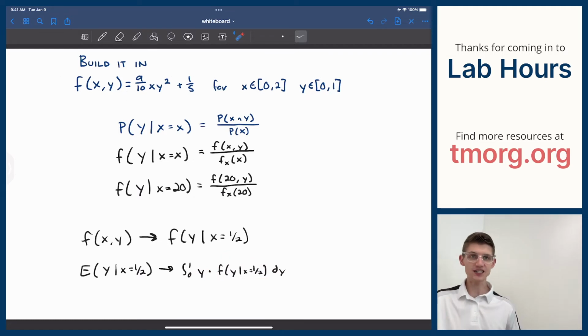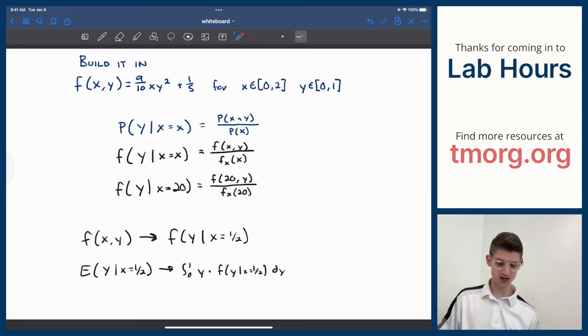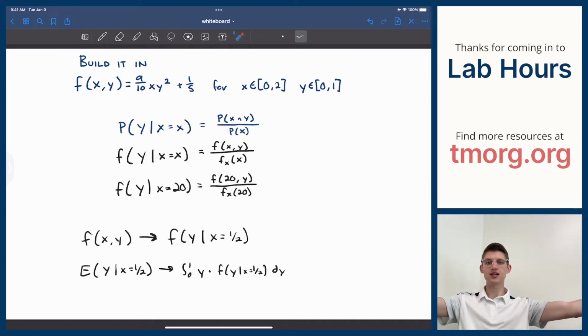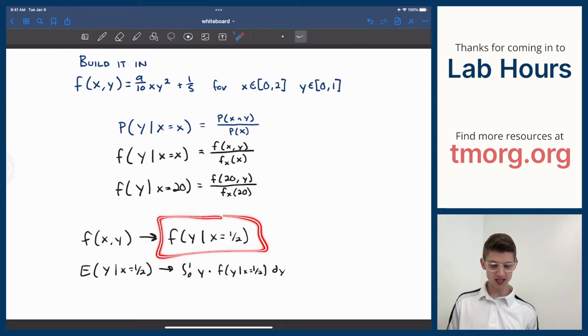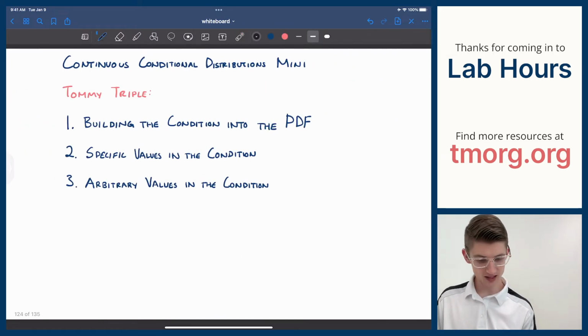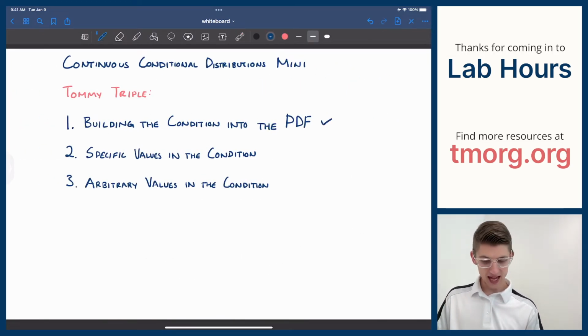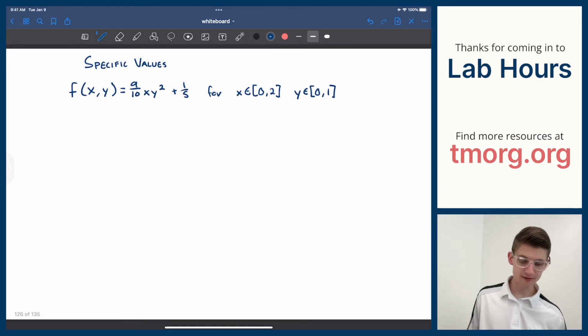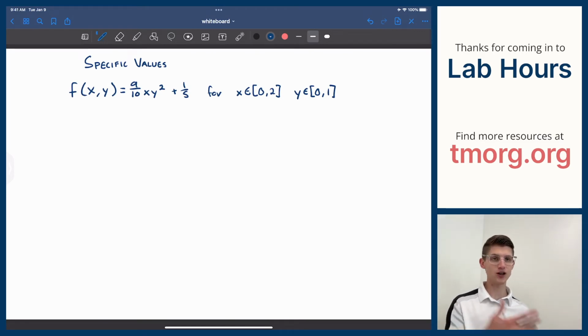So hopefully that's clear to you, and hopefully that doesn't trip you up. You don't try to do any crazy thing here with this y. Just do the exact same thing you've been doing, just with the new PDF. Build the new PDF first, then do everything you've already been doing. That's going to cover build it in. And now we're going to move on to putting specific values into the condition and doing it for arbitrary values. So let's go ahead and do that.